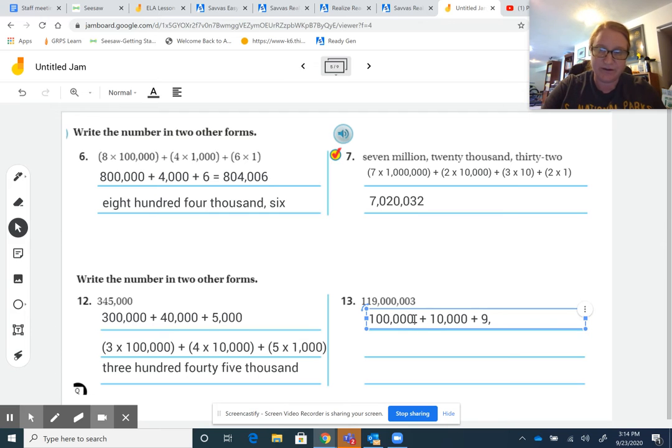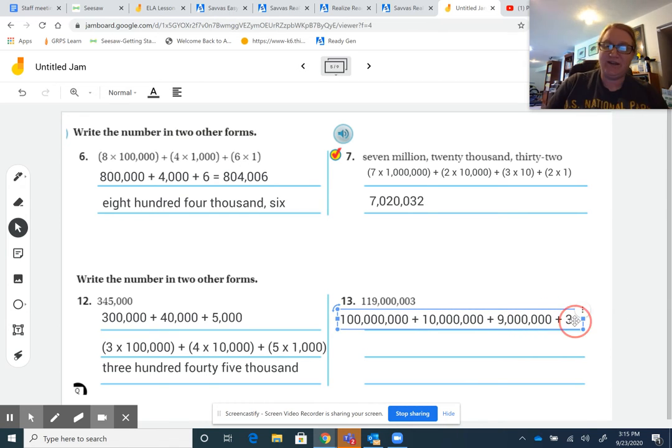No, I am so wrong. Oh, I am so sorry. It's 119 million 3. Oh, I'm so glad I caught that. All right. So we have 100 million plus 10 million plus 9 million plus 3, because 3 is all the way down in the one's place value.